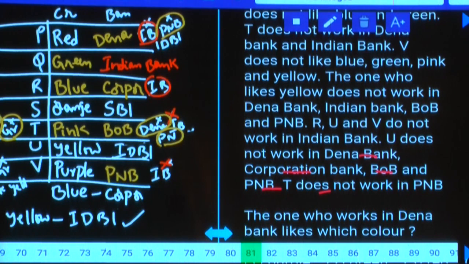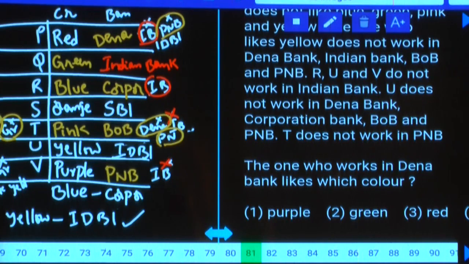Done with this? Now if you observe here, most of the information is related to negative statements. This person does not like this color and this person is not working in this one. Though most of the information is negative, we have to represent the data like this. Write that information and put a cross, and from that we need to infer the remaining statements. Done with this? Now this is about question numbers 81 to 85.